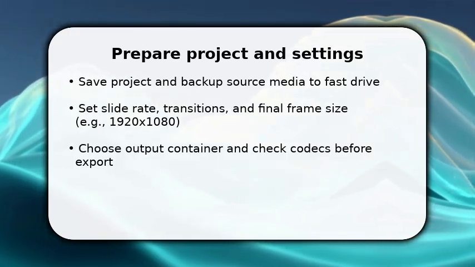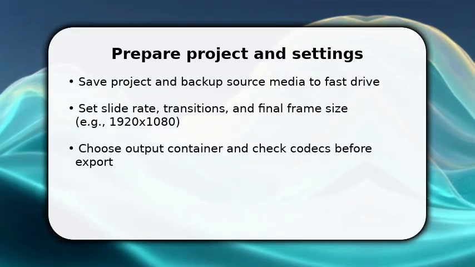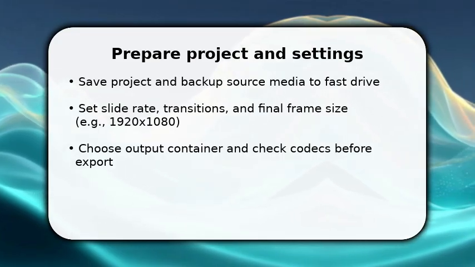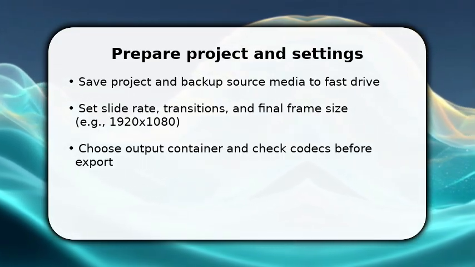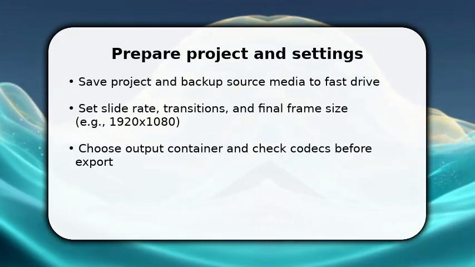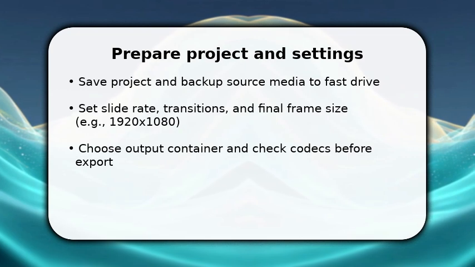Make sure to choose the container and codec early because they determine bitrate control and compatibility. You should also pick the output folder on a fast drive. This reduces write bottlenecks. Finally, name the file clearly so you can find the final render immediately.